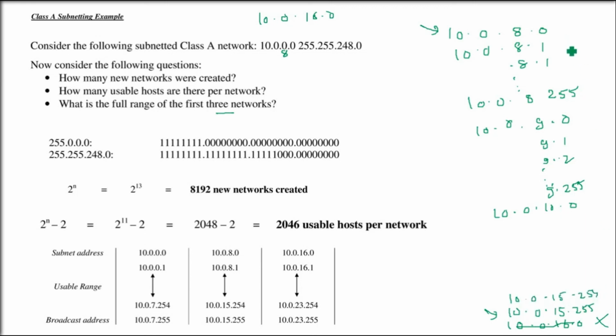Just before that, what would have been 10.0.15.254, which is the last usable one. So the usable range is 10.0.8.1 to 10.0.15.254. This is the usable range. So this is how the question is formed. Okay, the third one you can also do.